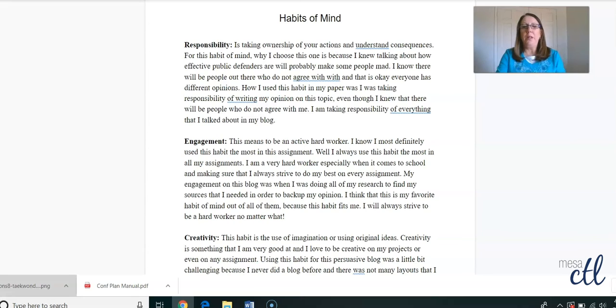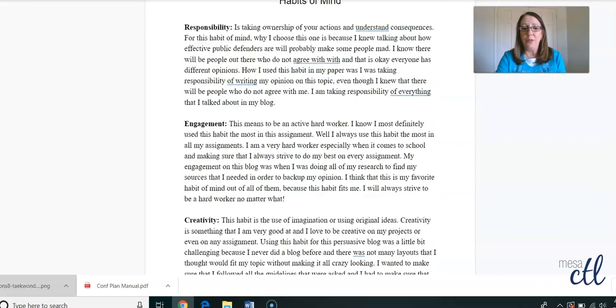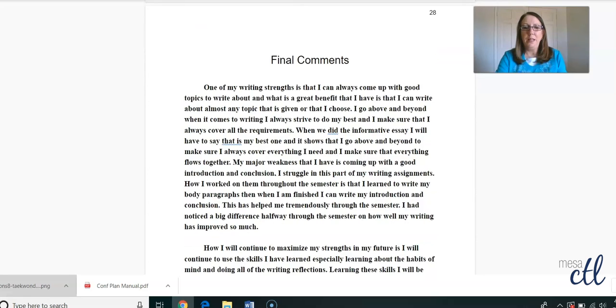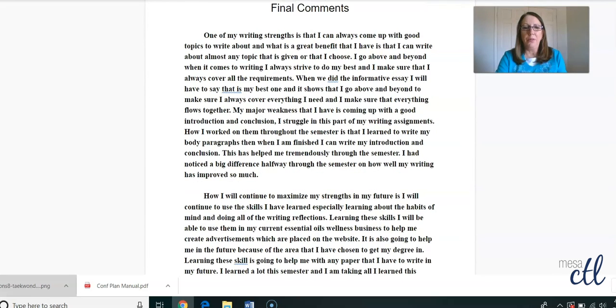So the thing that I really liked about this kind of structure and portfolio is that I got to see how students were perceiving their own writing. So it was a bit of a self-assessment that I was then assessing. And then at the end, they did final comments. How did they sum up all of their work in the class?